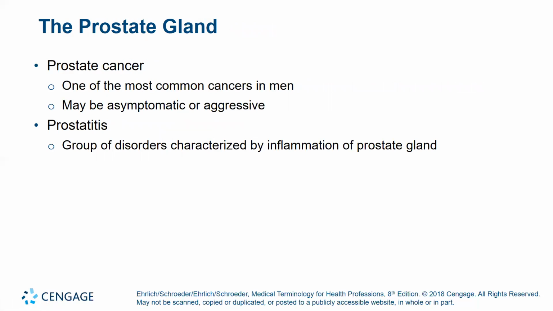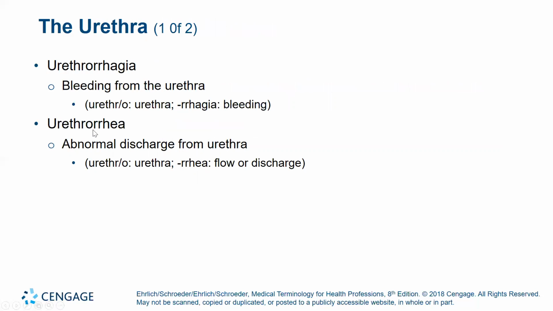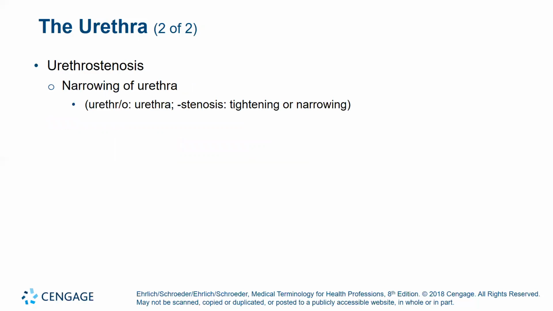Cancer of the prostate gland is one of the most common cancers in men. The term that we have here is prostatitis. It's just an inflammation of the prostate gland. Urethrorrhagia, bleeding from the urethra. Urethrorrhea is abnormal discharge from the urethra. Again, you can break both of those terms down with your medical terminology. Urethrostenosis is narrowing of the urethra. Stenosis is tightening or narrowing.